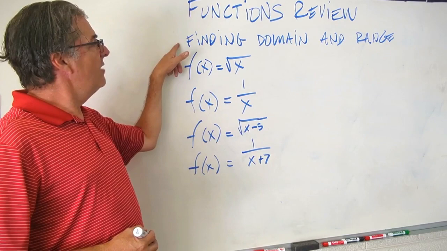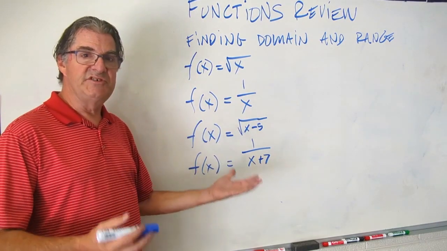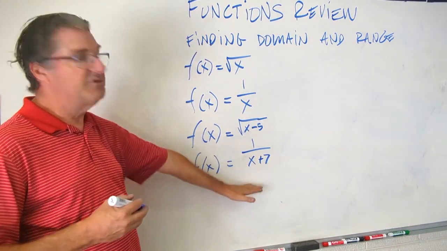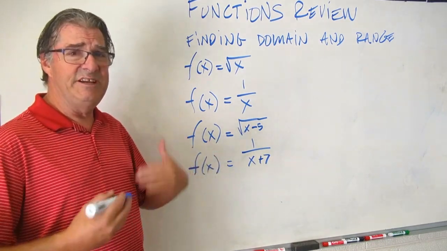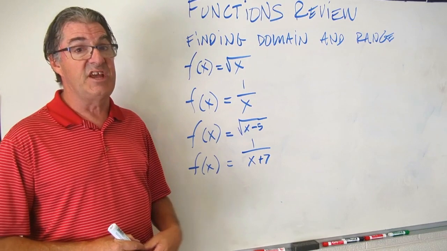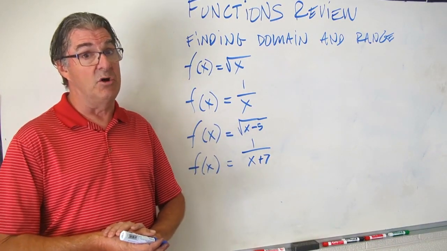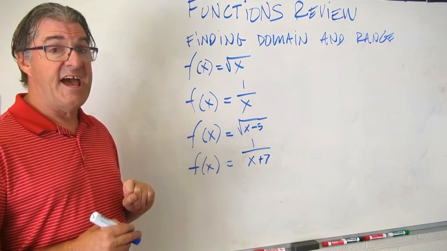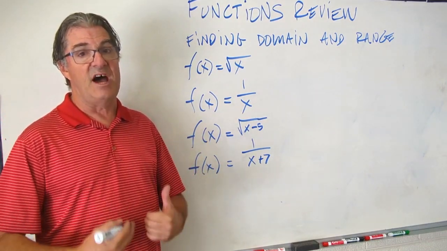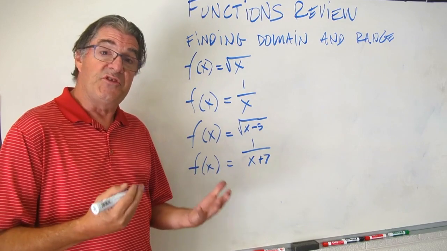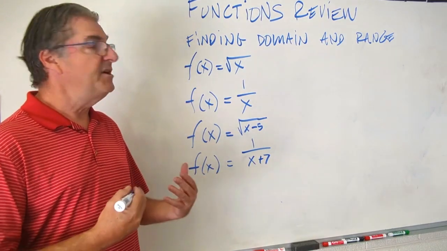Okay, here we are. We're finding domain and range with functions, and we're going to use algebra to do that. The graph is a little easier, I think. When you use algebra, you need your algebra skills, and you need to understand two conditions that limit the domain. The first one is you cannot take the square root of a negative number, and the second one is you cannot divide by 0. So those are the two things that you're looking for to limit your domain.